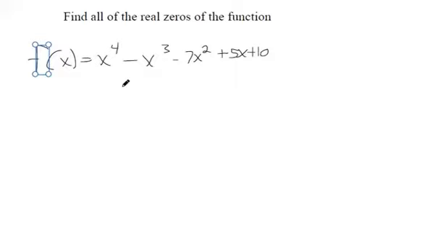Great, we're supposed to find all the real zeros of the function. So I can use the rational zeros theorem to list out all the possible rational zeros. What that means is it's factors of the last number divided by all the possible factors of the first number.